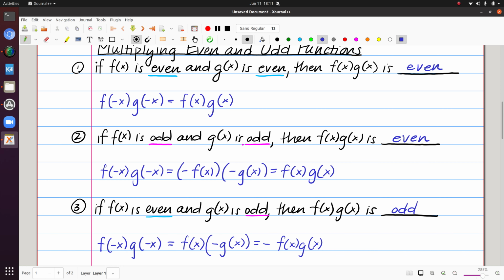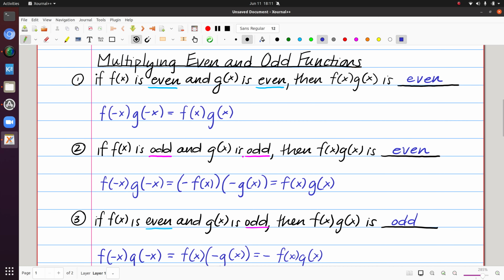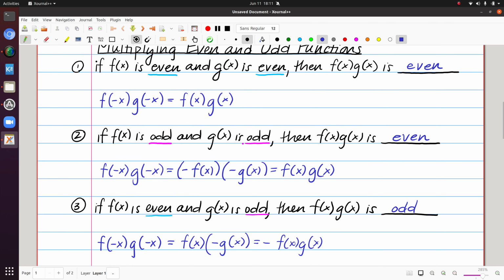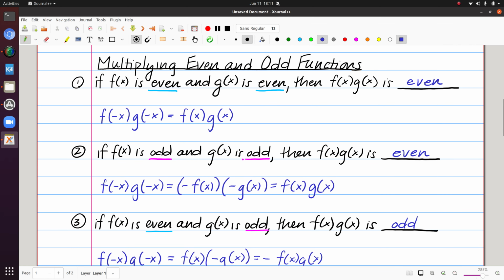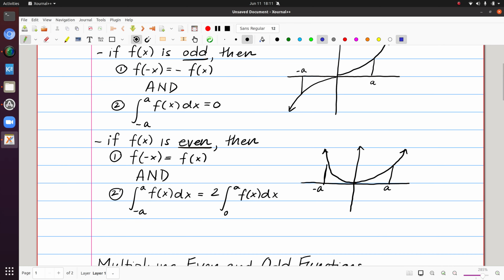So putting this together, let's think about what the consequences are for Fourier series. I want to think about products of even and odd functions and the result, whether it's even or odd. And then I also want to think about what so far we haven't touched on, which is this second property in each case, the integral.